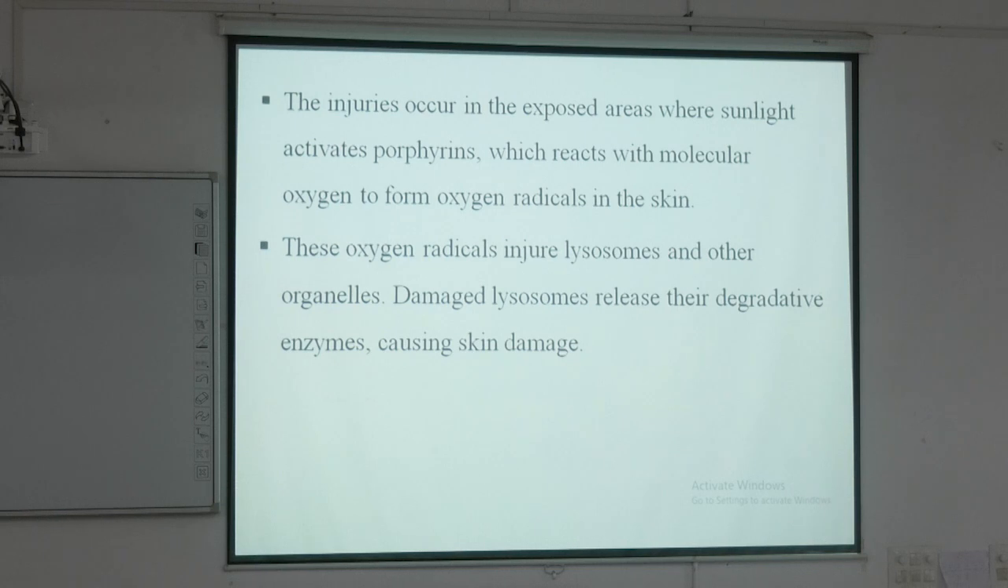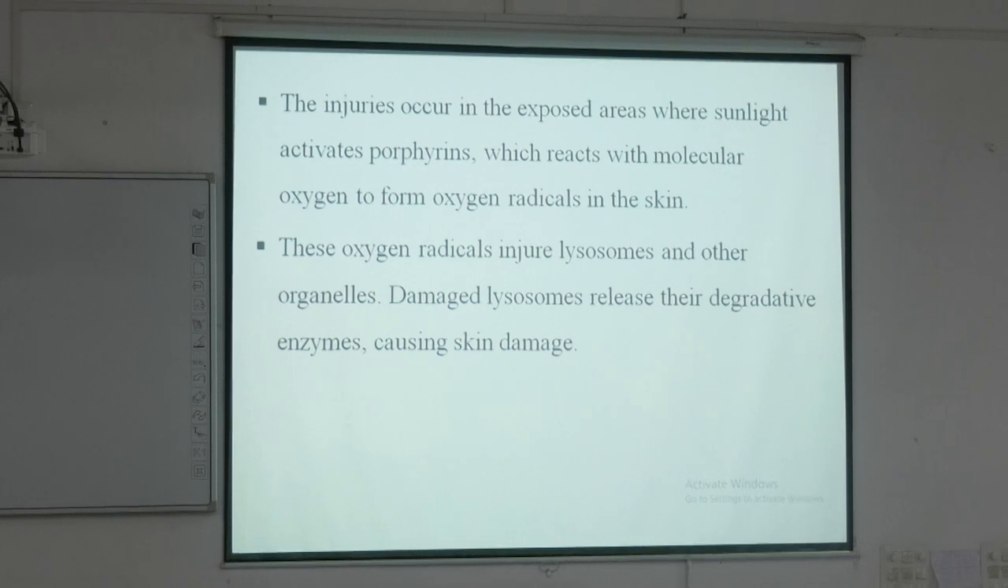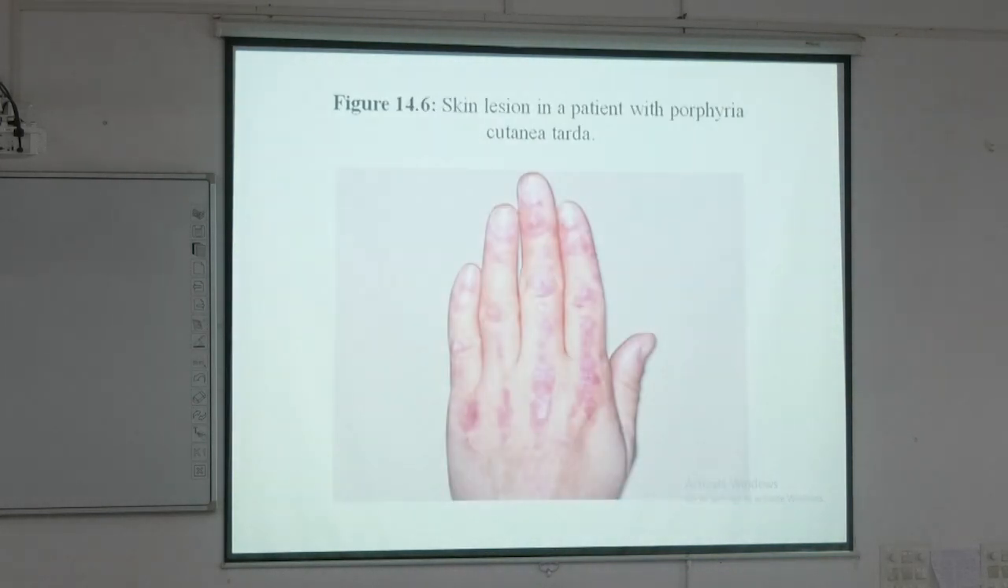Okay, so ultimately what I say is, a person who has defective porphyrin metabolism is very sensitive to sunlight, because with defective enzymes the porphyrins are not metabolized and some components accumulate in the body, and when this comes in contact with sunlight, these derivatives produce reactive oxygen species, and these reactive oxygen species change lysosomal activity, and due to this the skin becomes damaged. Okay, such kinds of skin are seen in such patients, and we call this patient porphyria cutanea tarda.